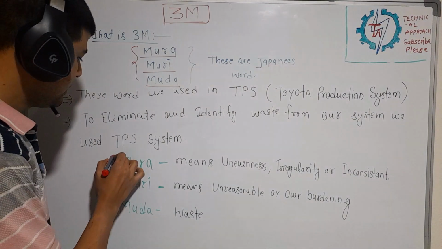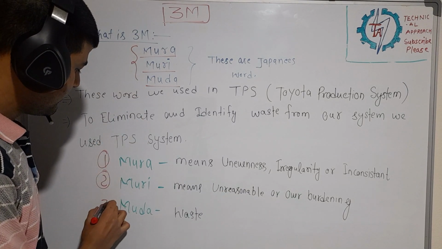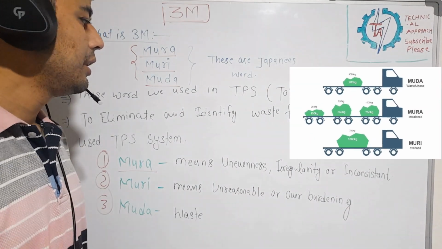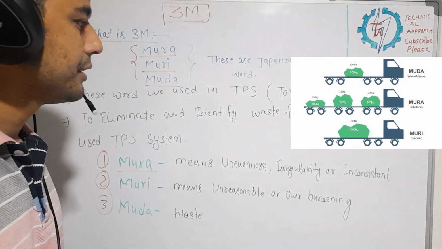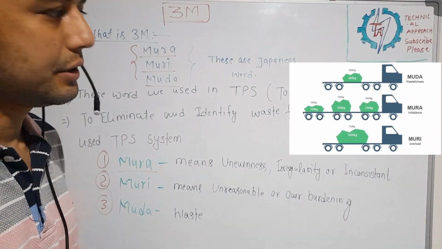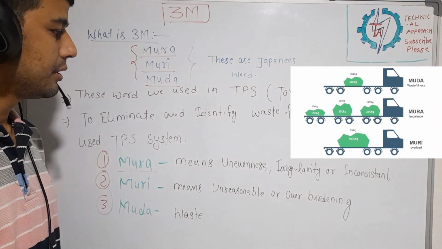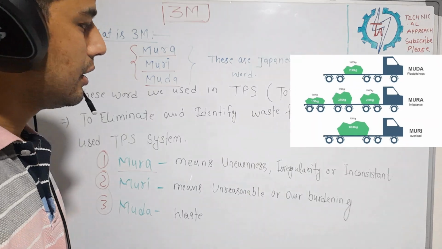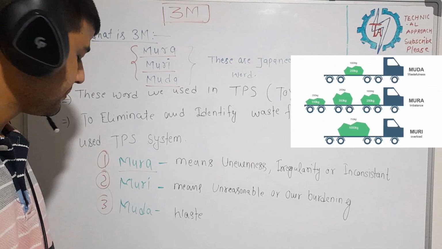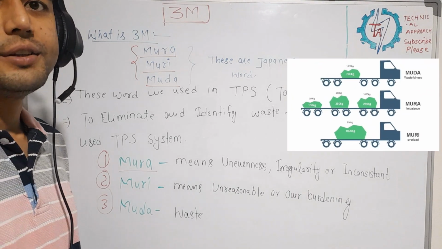Now, what is Mura? Mura means unevenness, irregularities, or inconsistency. Muri means unreasonable or overburdening. And the last and third one is Muda. Muda means waste.